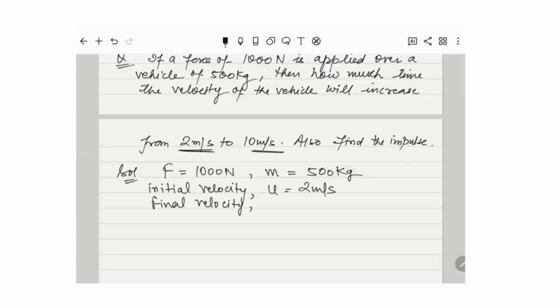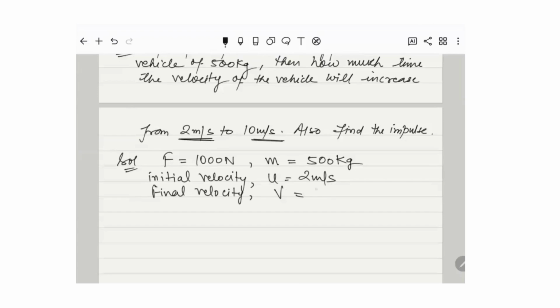Anvi, what is 10 meter per second? 10 meter per second is the time. No, it is the final velocity. 10 meter per second is the final velocity, right? So initial and final velocity is given, right?